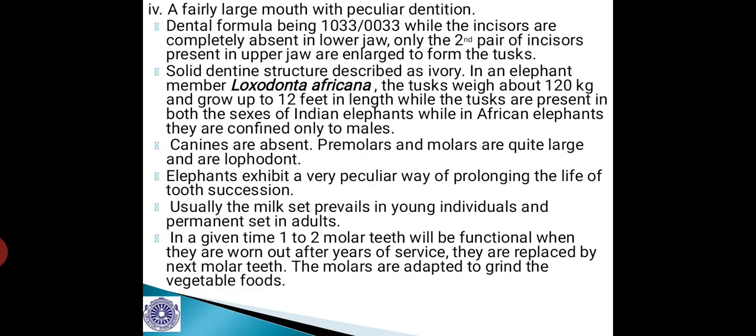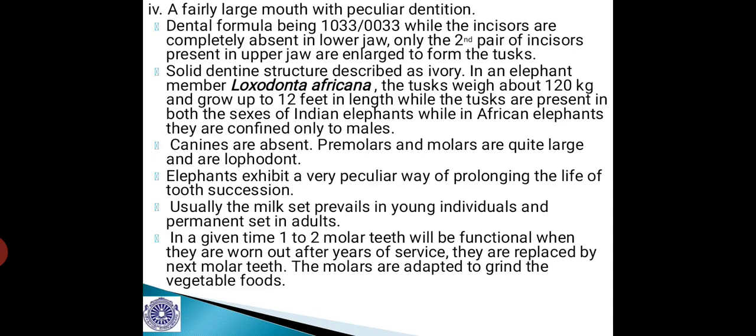So the elephants have a very peculiar type of dentition. The dental formula being 1033 by 0033, that is, the number of incisors is only 1 in the upper jaw and it is 0 in the lower jaw. So this is a very unique condition in these elephants or the members of this order Proboscidea, wherein in other mammals the number remains the same in both upper and lower jaw, but here you can see the difference, that only the upper jaw will have incisors but the lower jaw will not have the incisors.